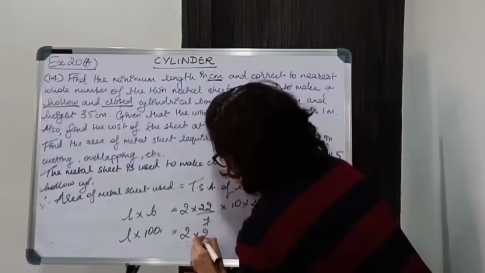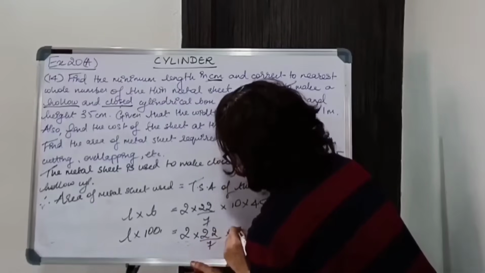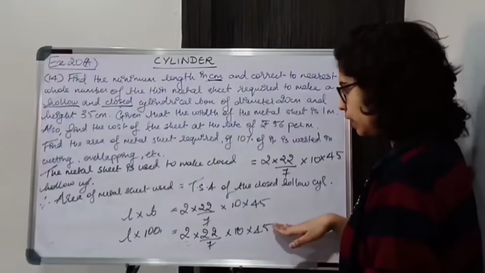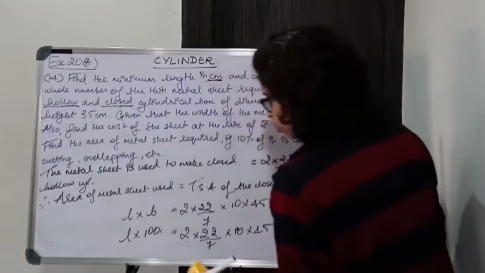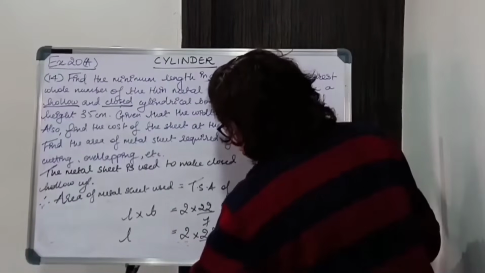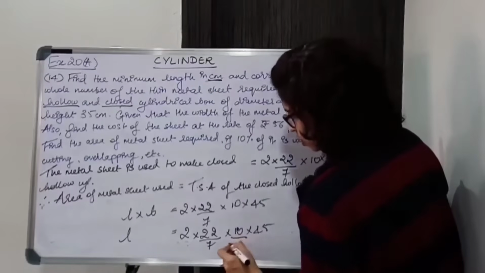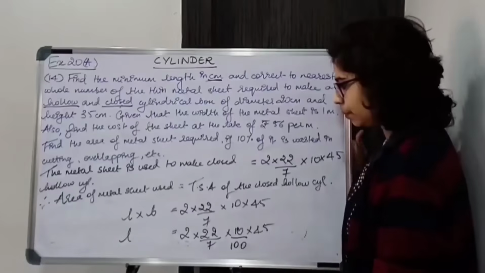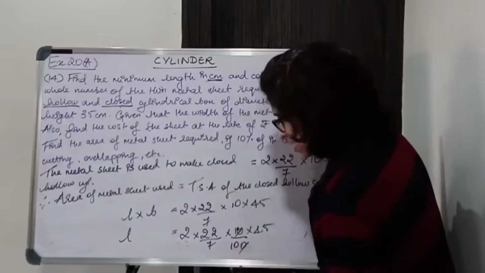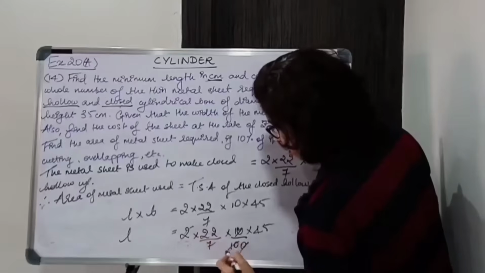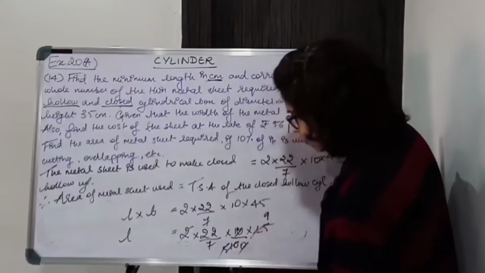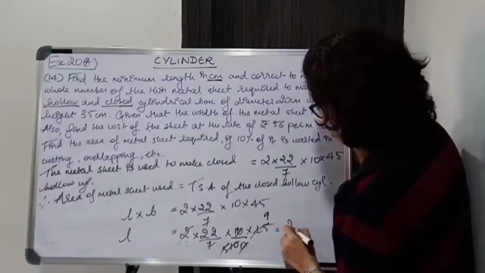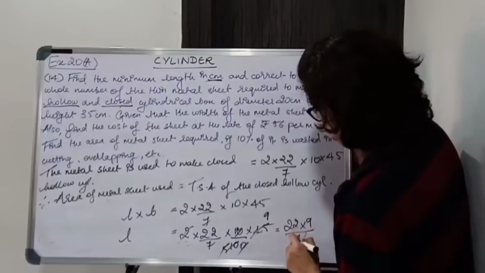2 into 22/7 into 10 into 45. We'll shift the 100 over here. Okay, so if we shift this, it will come in denominator. So this 100 will be shifted in denominator. It was a numerator over here, ठीक है. So this gets cancelled. 2 5s are 10, 5 9s are 45, ठीक है. So we are left with 22 into 9/7.